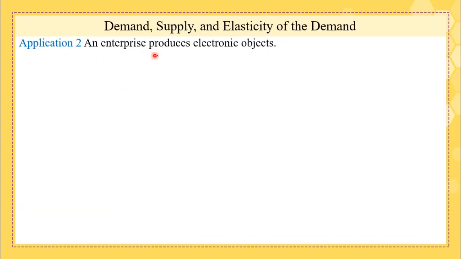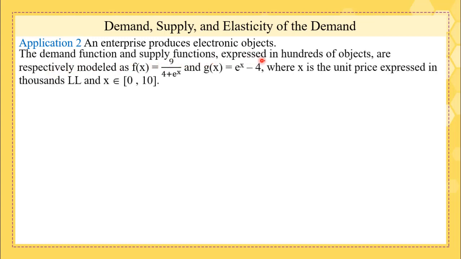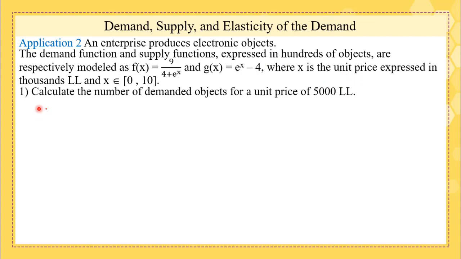Now, application 2. An enterprise produces electronic objects. The demand function and supply function, expressed in hundreds of objects, are respectively modeled as f of x equals 9 over 4 plus e^x, and g of x equals e^x minus 4, where x is the unit price expressed in 1000 Lebanese lira, and x belongs to the closed interval 0 to 10. In this application, the unit of x is 1000 Lebanese lira, and the unit of the demand and supply functions is in hundreds of objects.